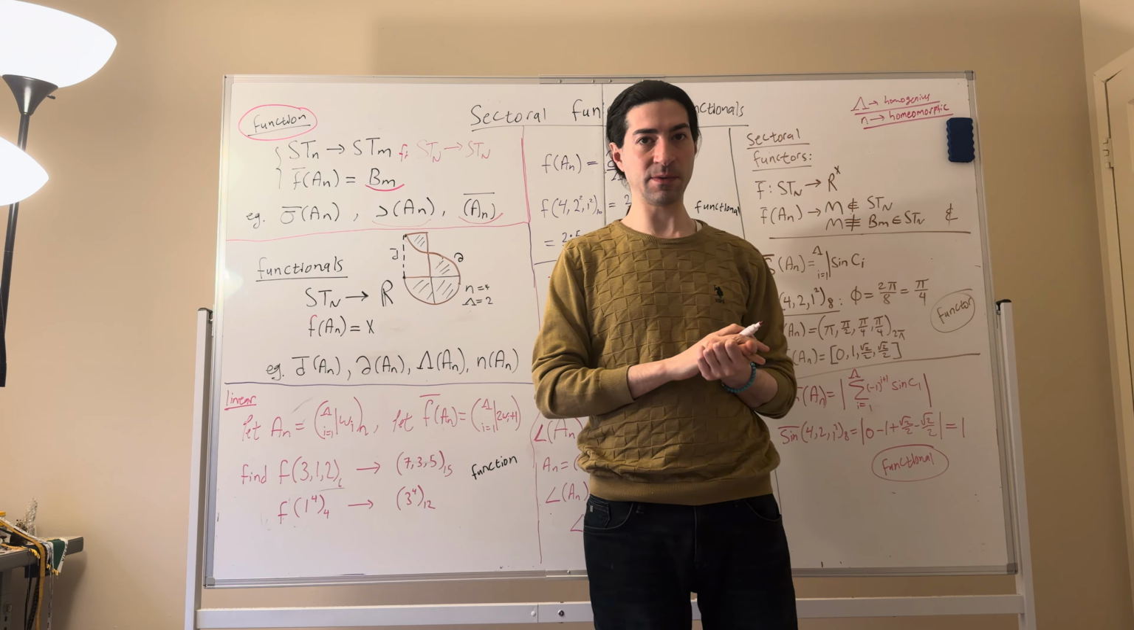Similarly, let's apply the same function to 1 to the 4th subscript 4. 1 becomes 1 times 2 plus 1 is 3. So this becomes 3 to the 4th subscript 12. Again, the order was preserved, but the degree was not.